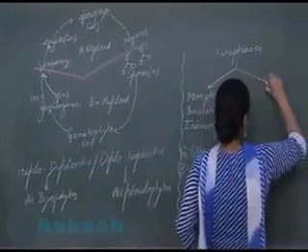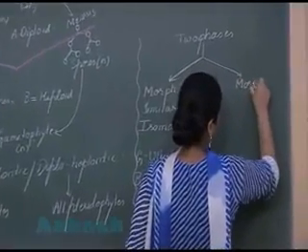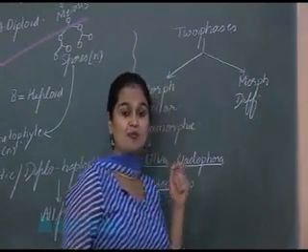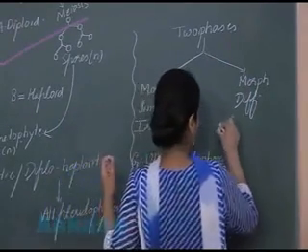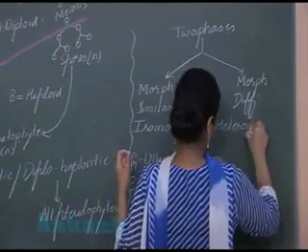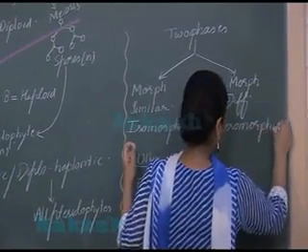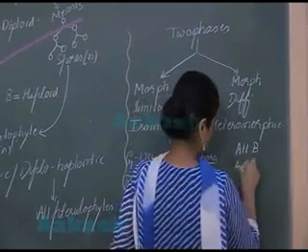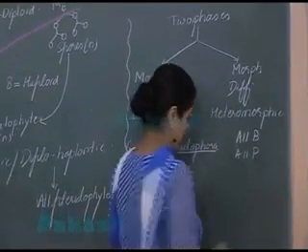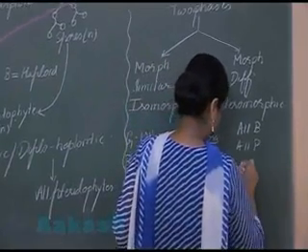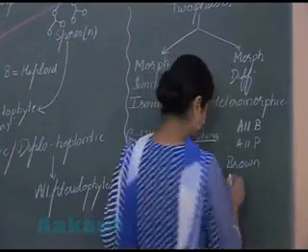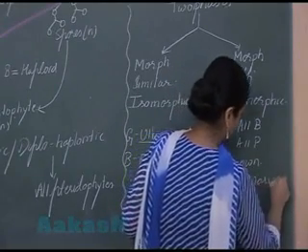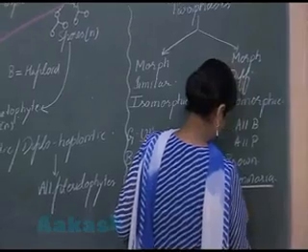When the two phases are morphologically different, then you will call it heteromorphic alternation of generation. This is present in all bryophytes, all pteridophytes, and in the brown algae, I will be writing the example, that is Laminaria and other kelps.